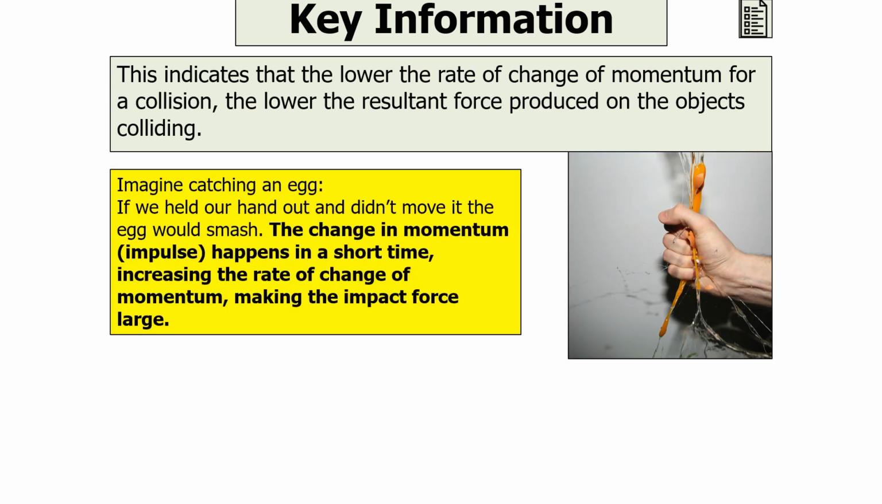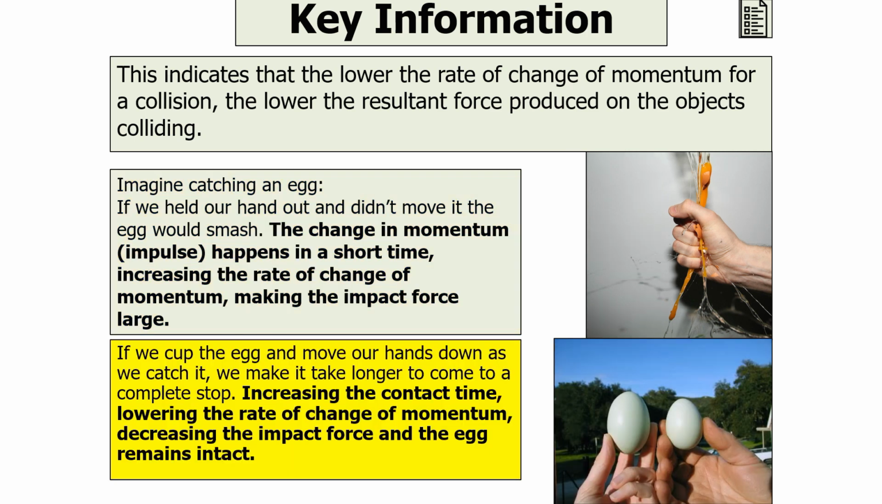So imagine trying to catch an egg. If we held our hand out and didn't move it, the egg would smash because the change in momentum, the impulse, happens in a short time, increasing the rate of change of momentum, making that impact force large. If we cup the egg and move our hands down as we catch it, we make it longer to come to a complete stop. This increases the contact time, lowering the rate of change of momentum, decreasing the impact force, and the egg remains intact.